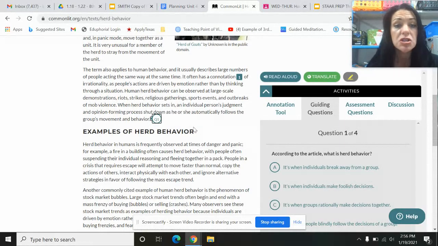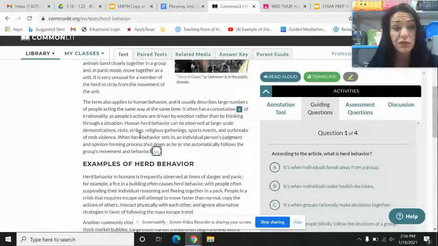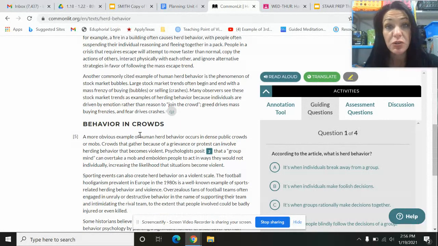And what I love about this is it breaks it up into sections. I love that. So it tells us what is herd behavior, examples of herd behavior, and behavior in crowds.